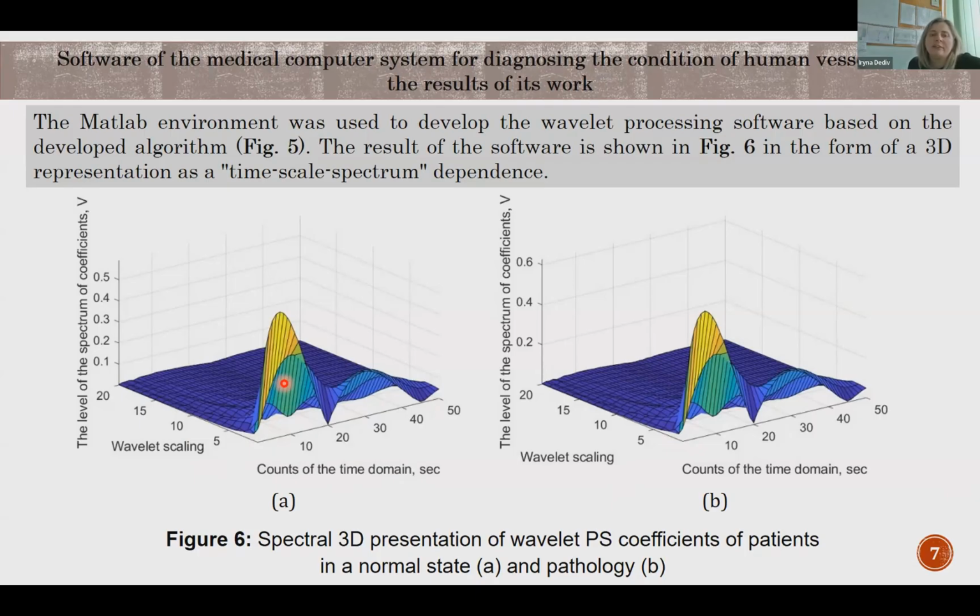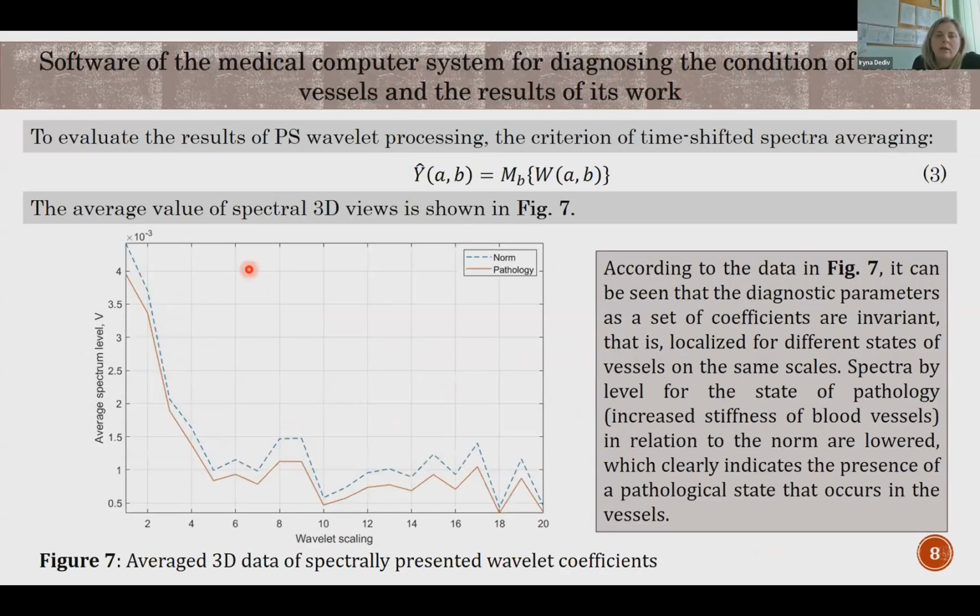Spectral data, figure 6, which are presented in 3D, are visually identical, that is, full invariance is preserved, but numerically evaluating the level of deviations between them is a complicated process. To evaluate the results of wavelet processing, the criterion of the time-shift spectra average, expression 3, is used. The average value of spectral 3D views is shown in figure 7.